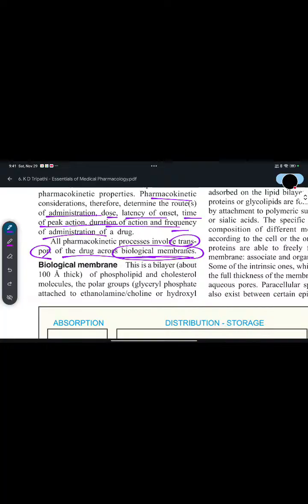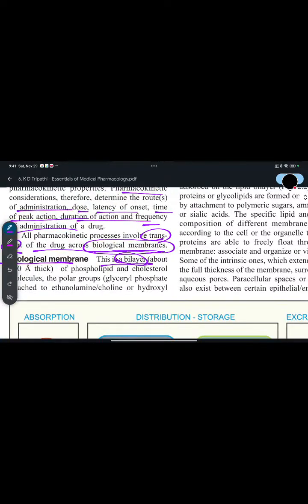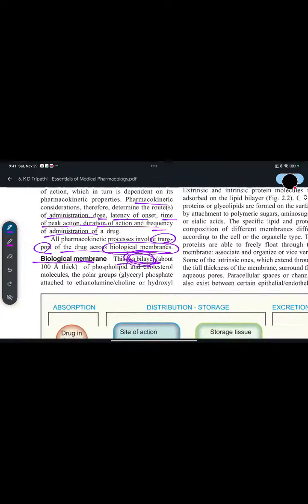Next we'll see the biological membrane. Just a few minutes ago I mentioned the lipid bilayer, and here it is written biological membrane. This is a bilayer. It didn't mention that it is a lipid bilayer, but it is written that it is a bilayer about 100 angstrom thickness, made of phospholipid and cholesterol molecules. So it is constituted of phospholipid and cholesterol molecules.